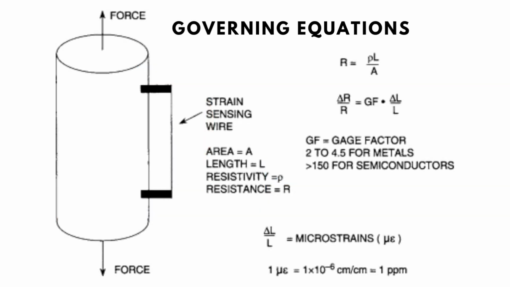This is how the relationship is obtained through equation derivations. The strain itself is described as delta L over L.